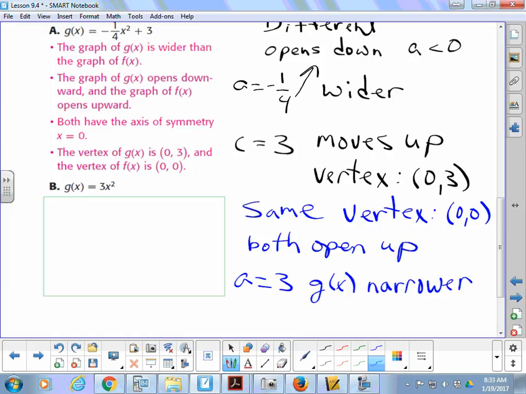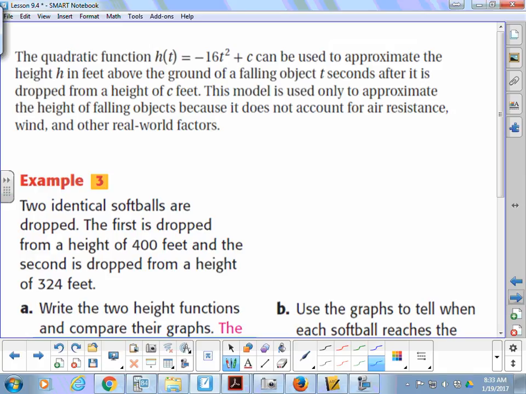Last one, one more example. We're going to do a little application here. The quadratic function h of t equals negative 16t squared plus c can be used to approximate the height in feet above the ground of a falling object, t seconds after it's dropped from a height of c feet. This model is used only to approximate the height of falling objects because it does not account for air resistance, wind, and other real-world factors. So if I take an object in a sterile room like this and I drop it, we're basically talking about that.